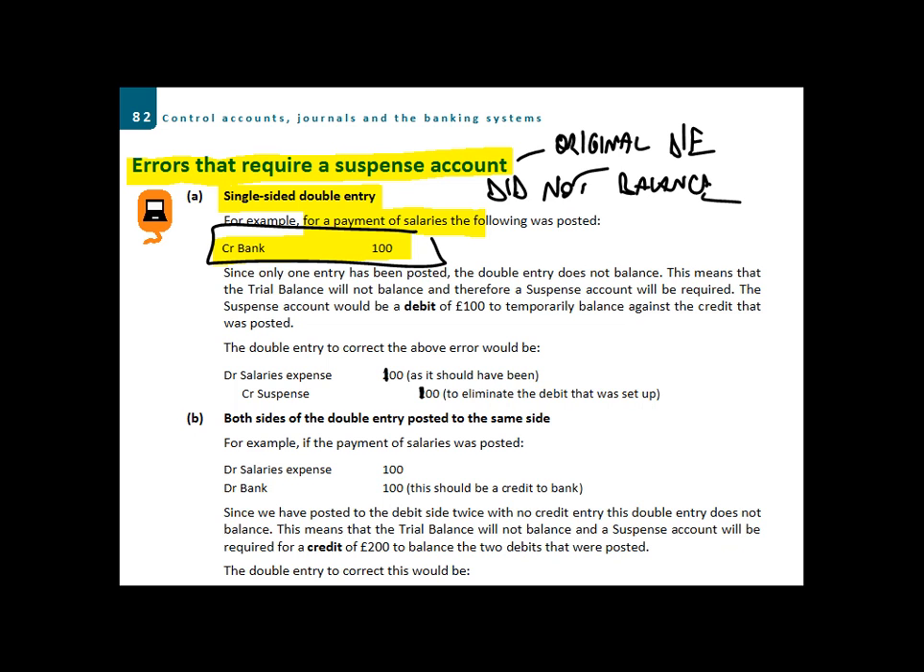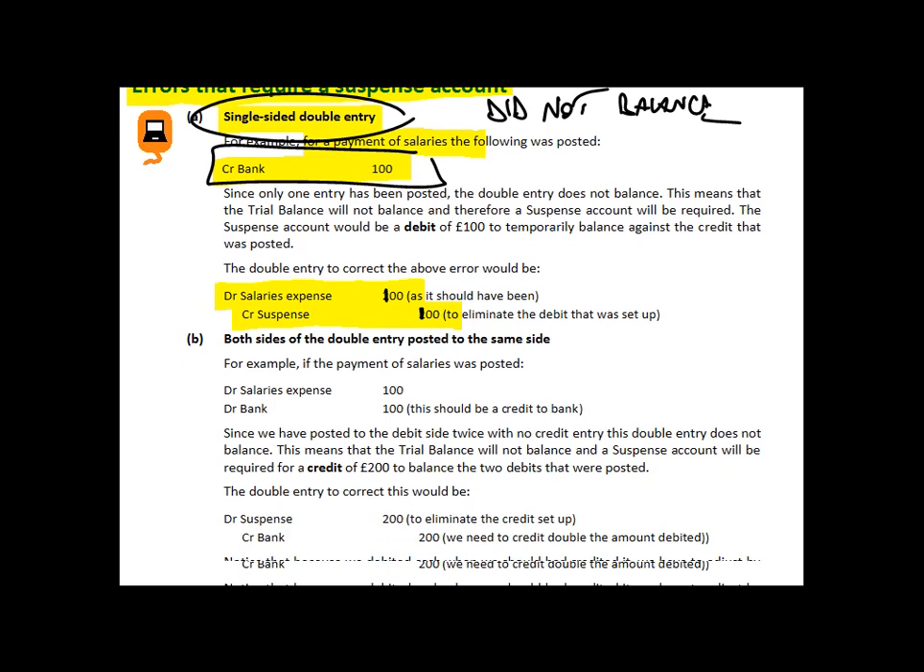Now, how would I post a correcting journal for this? Well, this is a process you'll get more and more familiar with. But we missed the debit, which would be to salaries expense. Expense is a part of the debit. So to correct it, I would need to debit salaries expense by 100, as we should have done but missed, and we're going to credit the suspense 100 to eliminate the suspense account that would have been created. So single-sided double entries will require a suspense account.